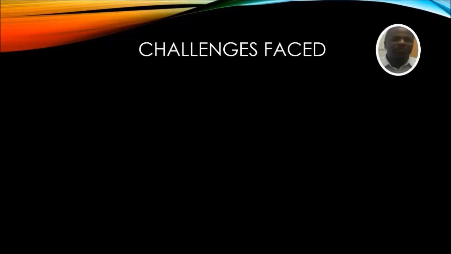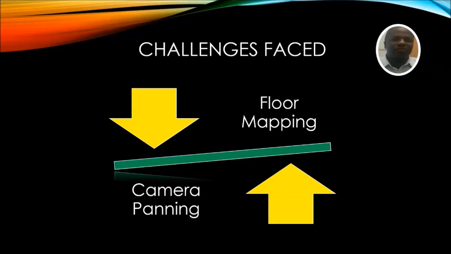Two of the prominent challenges are floor mapping and camera panning. Floor mapping is a tedious exercise, and sometimes this exercise has to be repeated to get accurate values. Camera panning needs a high degree of precision during calibration for successful implementation.